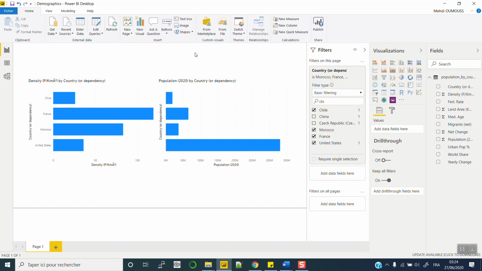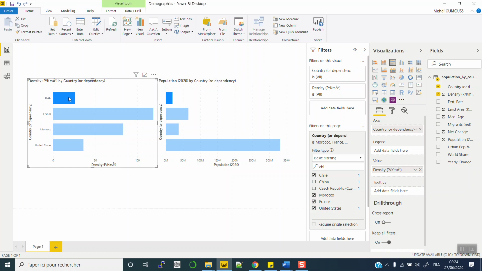And obviously you can add some filters, so that when you pick one country, then you see only the stats and the information regarding this country.